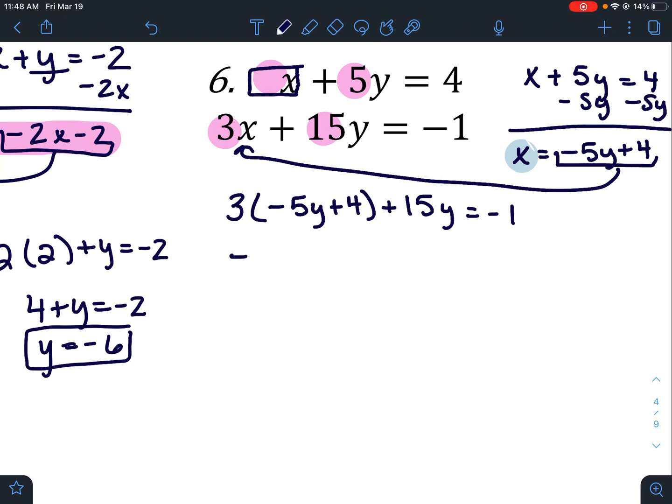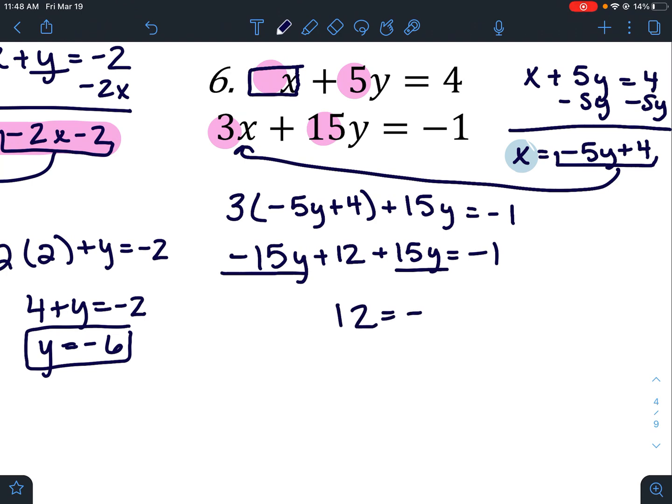Distribute that 3 inside, so that gives us negative 15y plus 12 plus 15y equals negative 1. Let's combine those like terms. Negative 15y plus 15y is 0. So that gives me 12 equals negative 1. Now think back to what we had said in that last video. When I have two numbers that don't equal each other, this now becomes no solution.